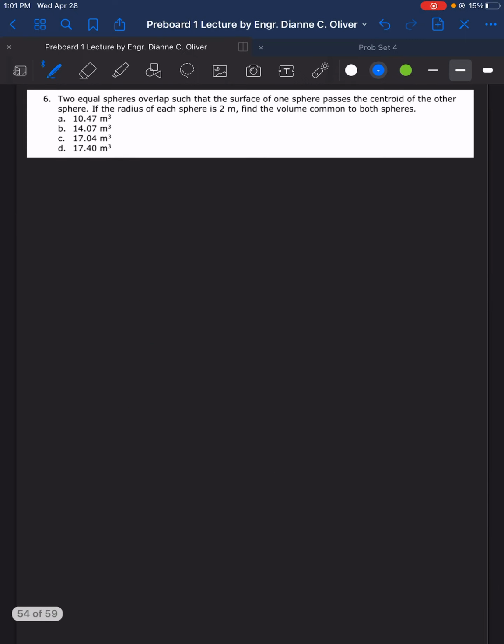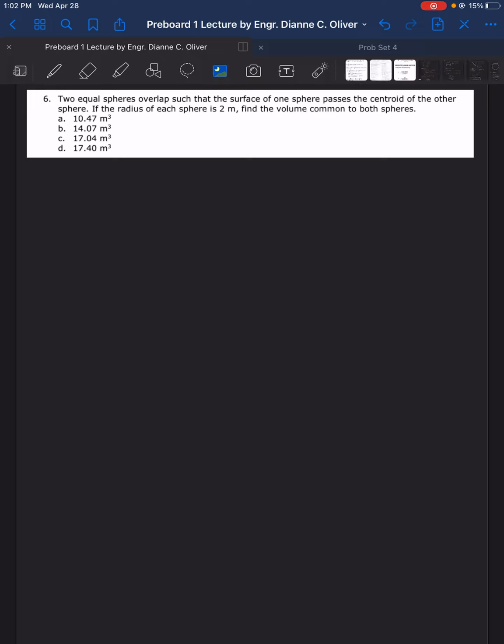Next we have number 6. Two equal spheres overlap such that the surface of one sphere passes the centroid of the other sphere. If the radius of each sphere is 2 meters, find the volume common to both spheres. Letter A, 10.47 cubic meters. Letter B, 14.07 cubic meters. Letter C, 17.04 cubic meters. Or letter D, 17.40 cubic meters. Okay?